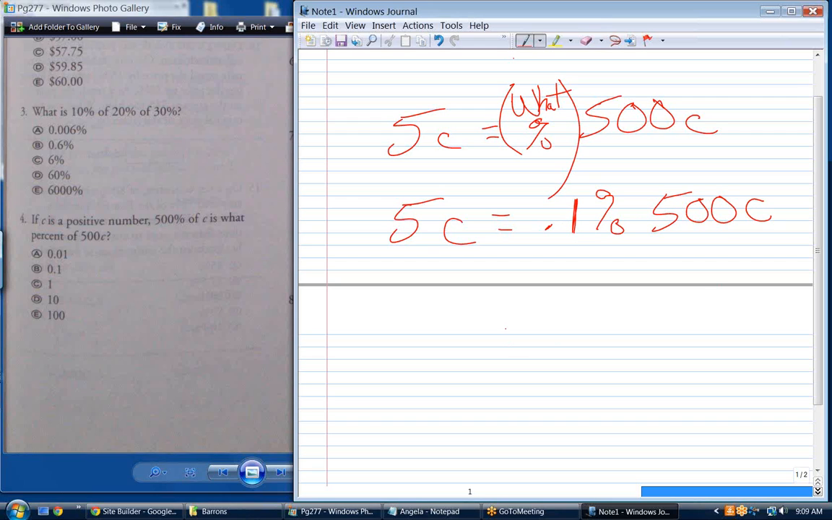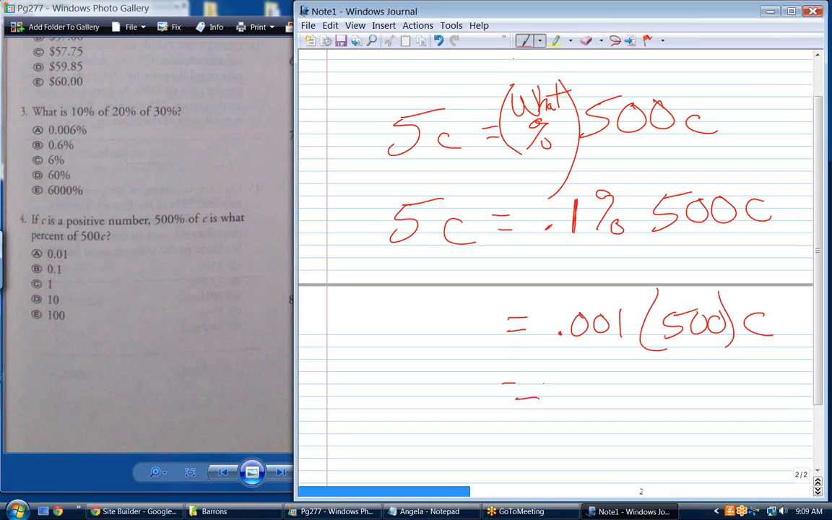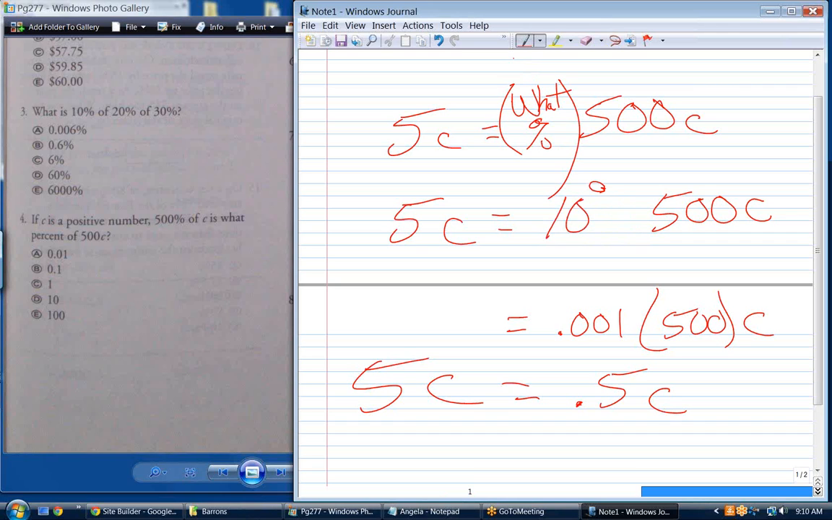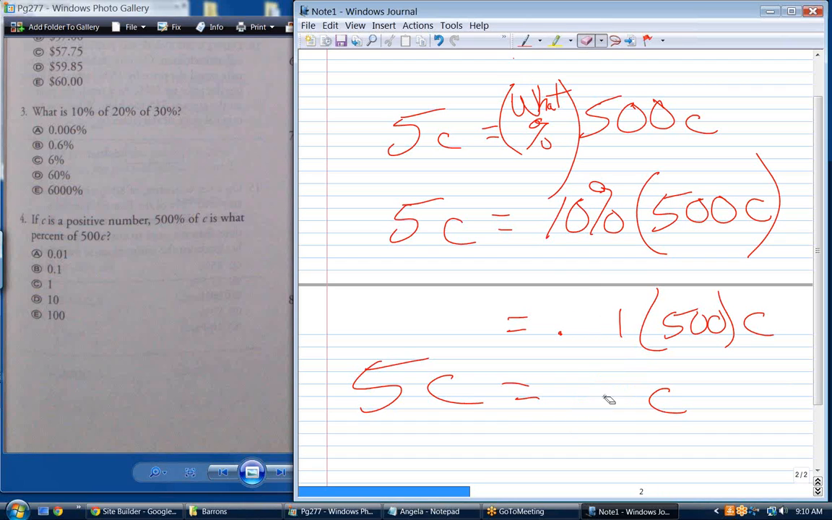I'm going to start with the second lowest: 0.1% of 500C. The 0.1% converts to 0.001 times 500C, and that would equal 0.5C. So I would have 5C equals 0.5C. I know that 0.1 is not correct, and it's too low. It's got to be higher. So let's try 10. 5C is 10% of 500C. Well, 10% converts to 0.1, and that would make it 50C. So 10 has to be too high. So the answer, therefore, has to be 1.